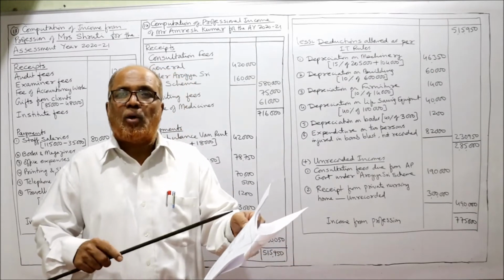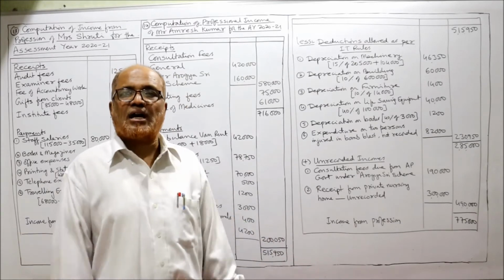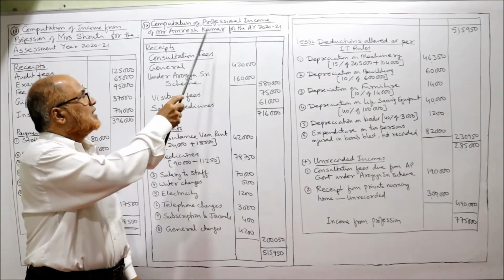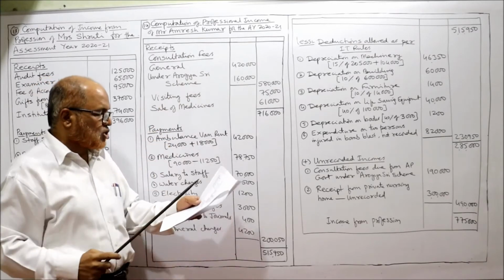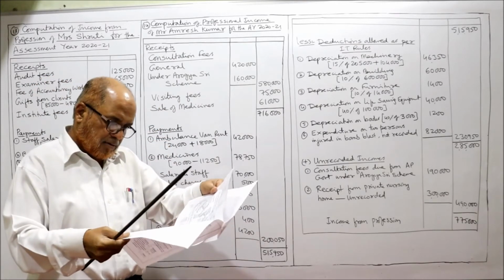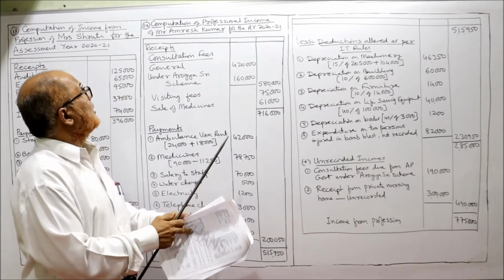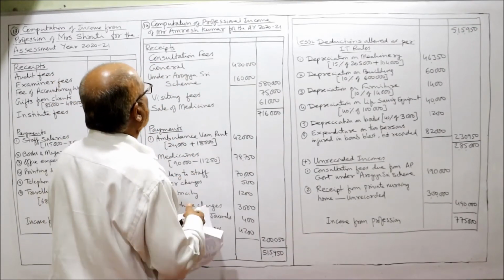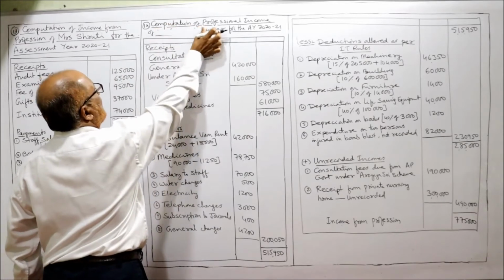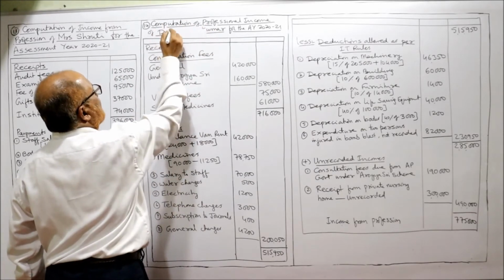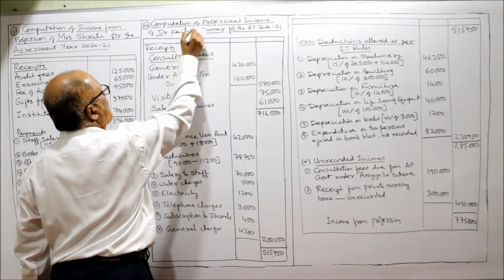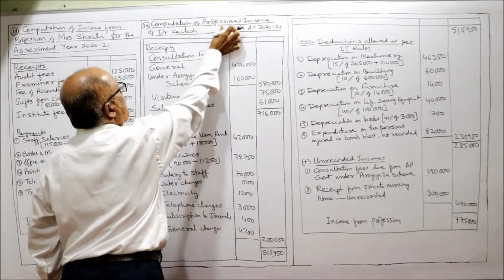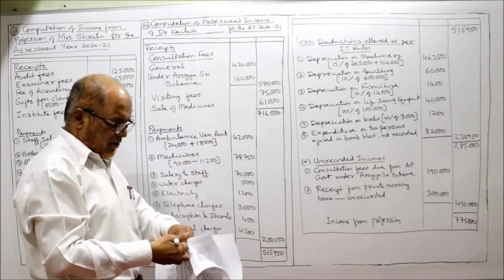So I have explained all the adjustments. Now we'll start the problem. Computation of professional income of Dr. Kailash, not Amresh Kumar. It is Dr. Kailash. For the assessment year 2021.